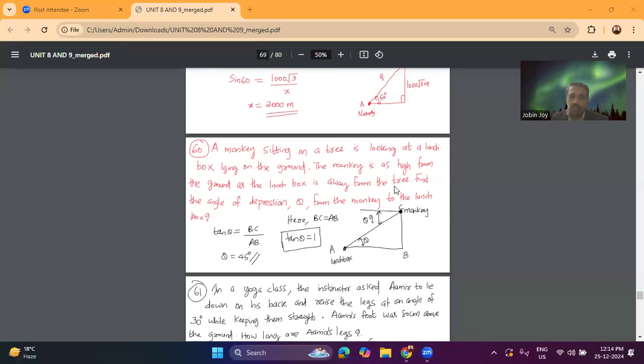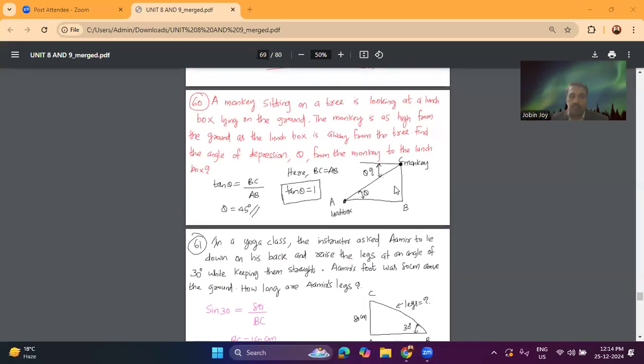Then question number 60. Again, this is a similar problem. A monkey is sitting on a tree. This is the position of the monkey looking at a lunch box. The lunch box is on the ground. The monkey is as high from the ground as the lunch box is away from the tree.